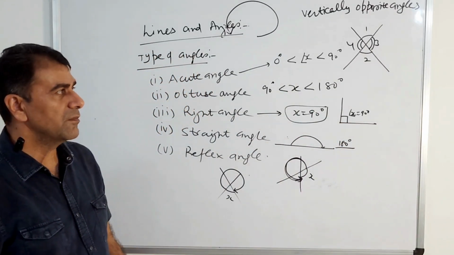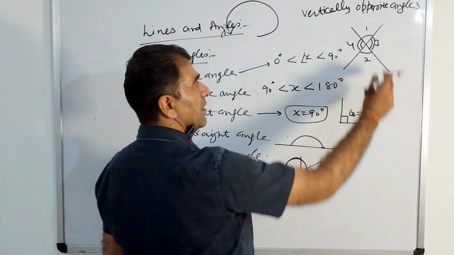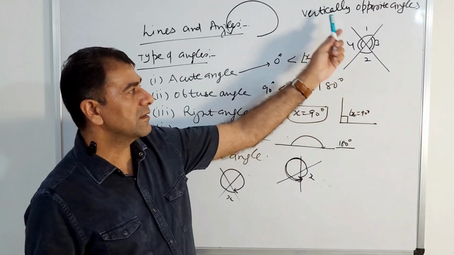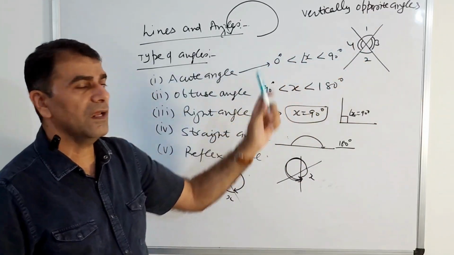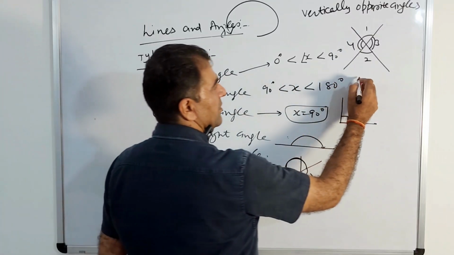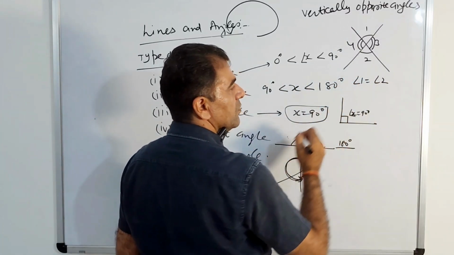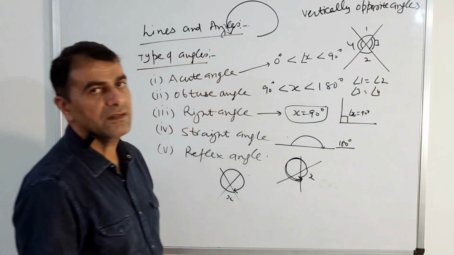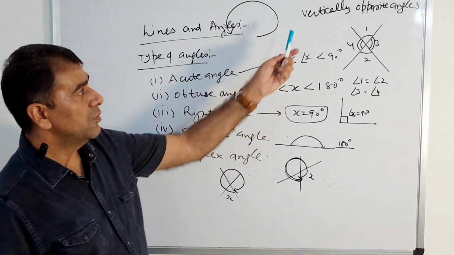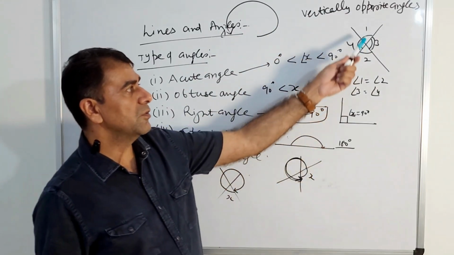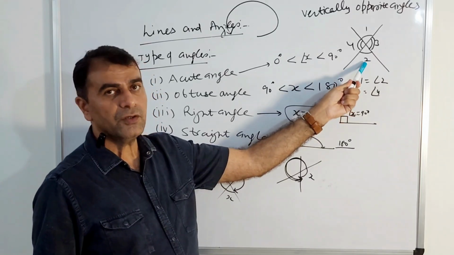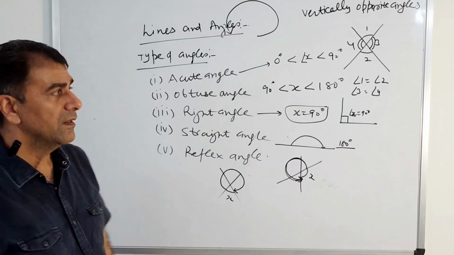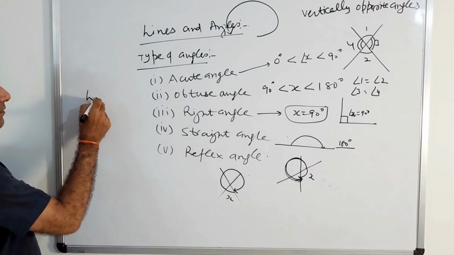And one thing which I must tell you is that vertically opposite angles are equal. If the lines are crossing like this, then we say that angle 1 equals angle 2 and angle 3 equals angle 4. So now you know that this pair 1 and 2 is vertically opposite, and 3 and 4 are vertically opposite.